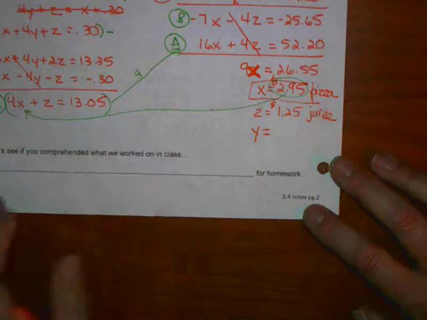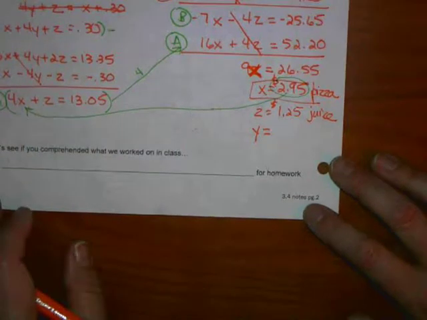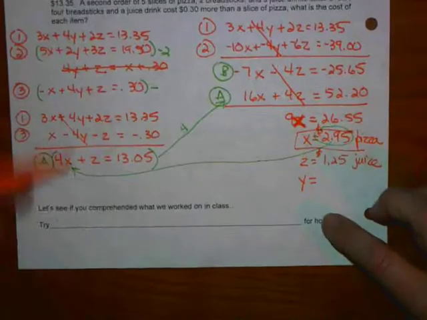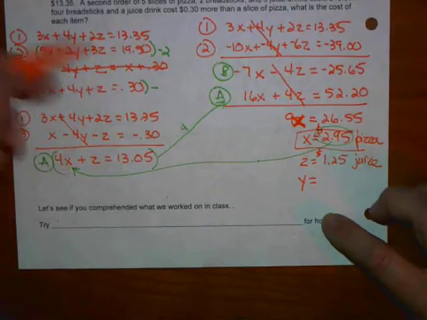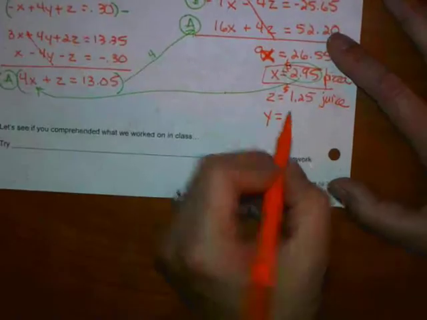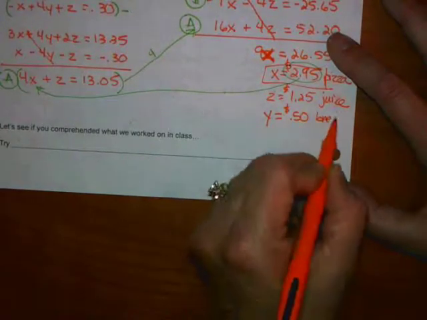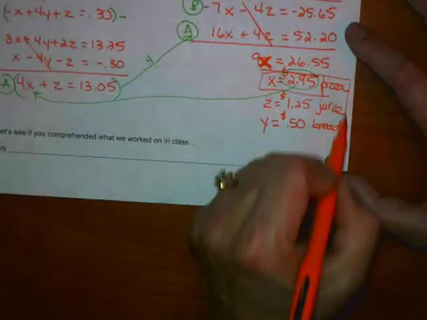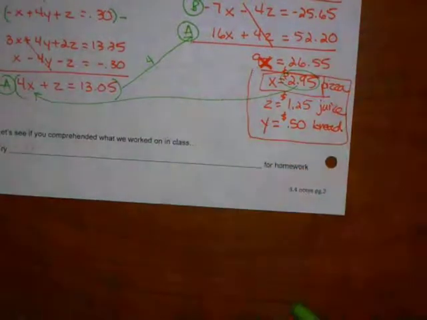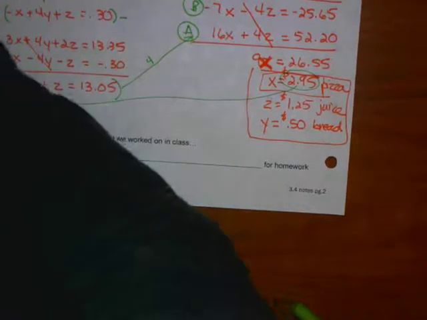And then y, which is your breadsticks, when you plug x and z into any of these equations, you're going to find out that y is 50 cents for the bread. Juice is very expensive. Bread is cheap to make. Now it's like a menu. Yeah. Wasn't that fun?